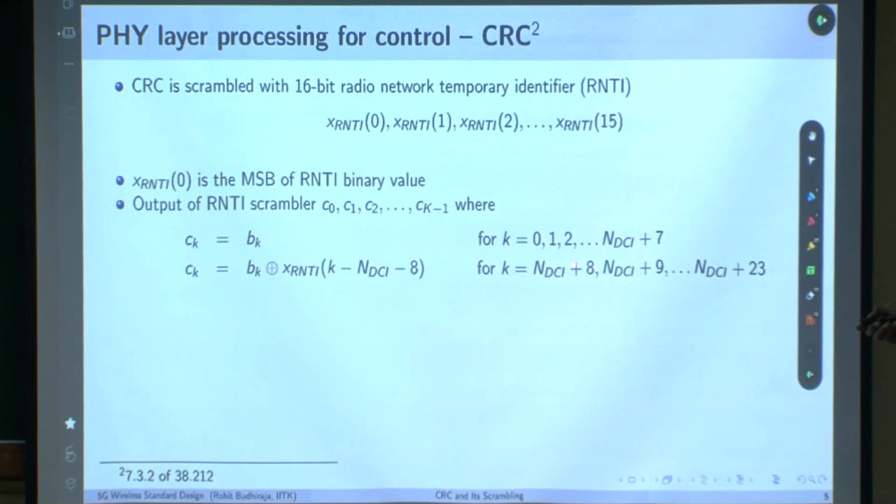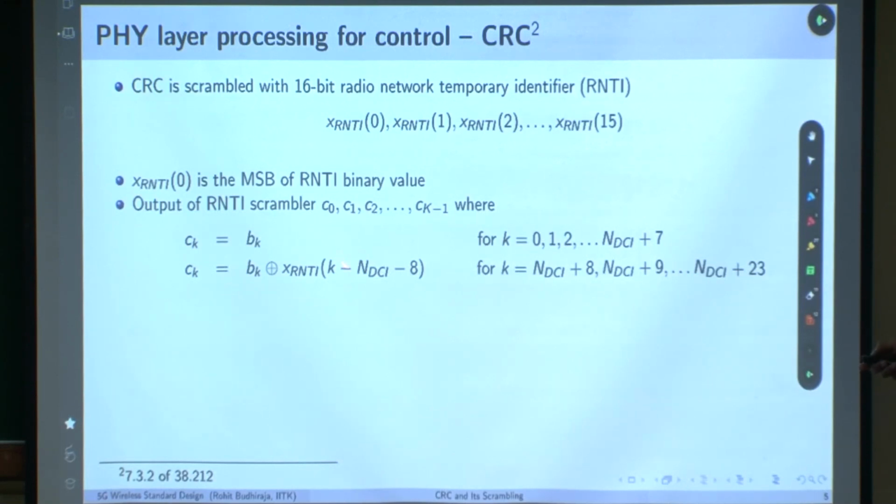Can you see this? Okay? What is this? 0 to NDCI plus 7. NDCI is the length of the DCI, plus 24 bits we are appending, that's the CRC. So the first 8 bits of the CRC remain as such. The last 8 bits of the CRC, we are scrambling with this RNTI.